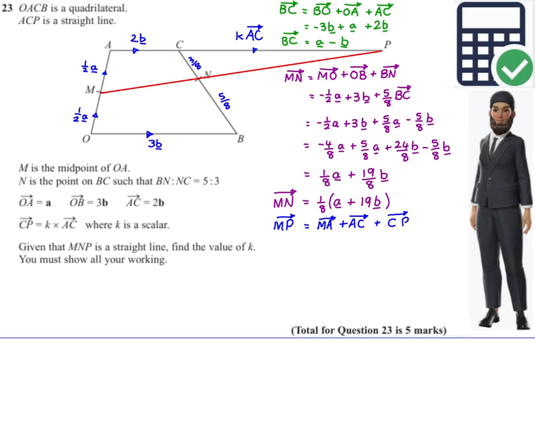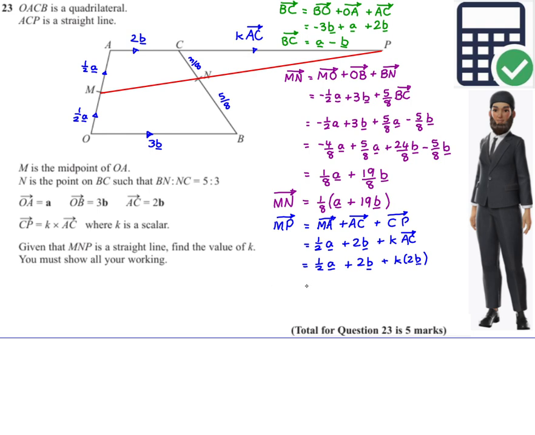So what do we get then? MA is a half a, AC is plus 2b, and CP is k lots of AC. Well, we know what AC is, so let's rewrite that down. That's going to be a half a plus 2b plus k lots of, and AC is 2b.